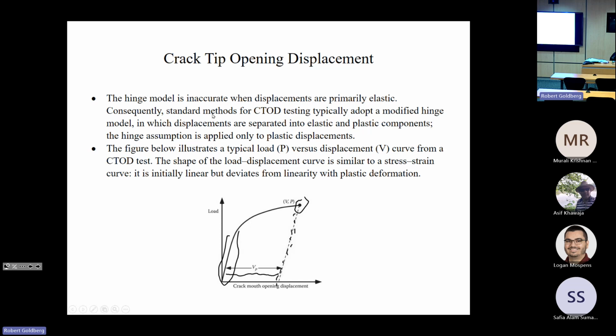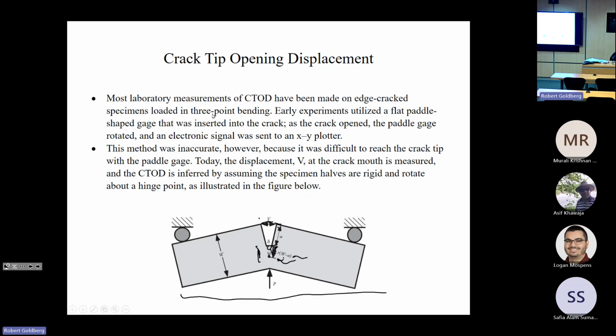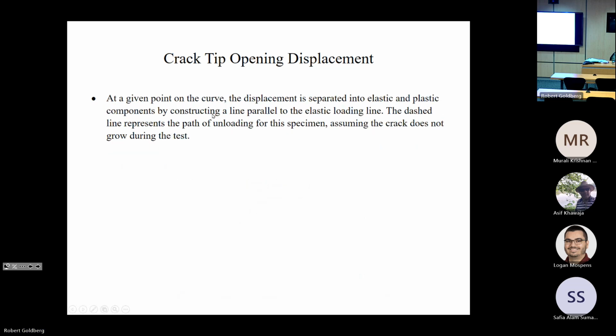And the assumption is that this dashed line represents the path of unloading for the specimen. It's assumed that the crack doesn't grow during the test, that as we apply higher loads, we haven't gotten to the load level yet where we'd cause an extension of the crack, and all we're doing is extending these displacements as we apply a higher load.